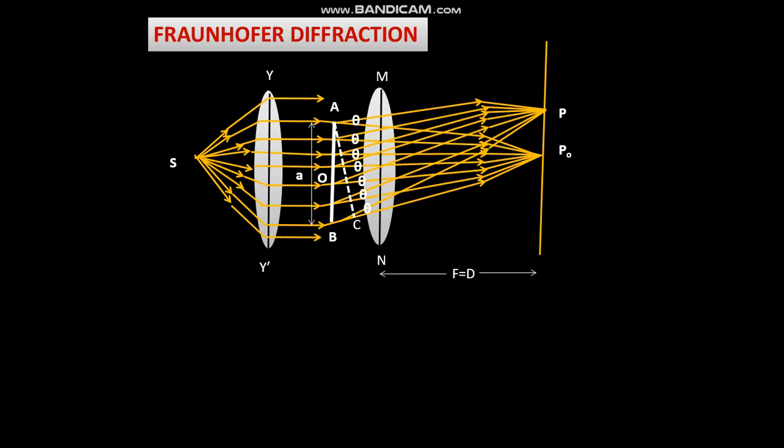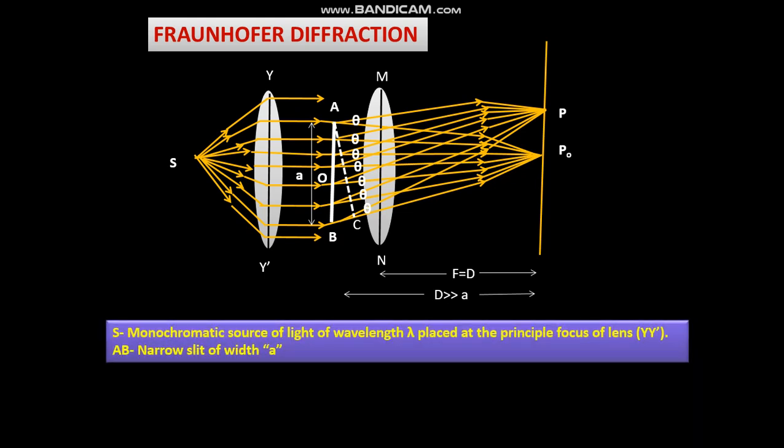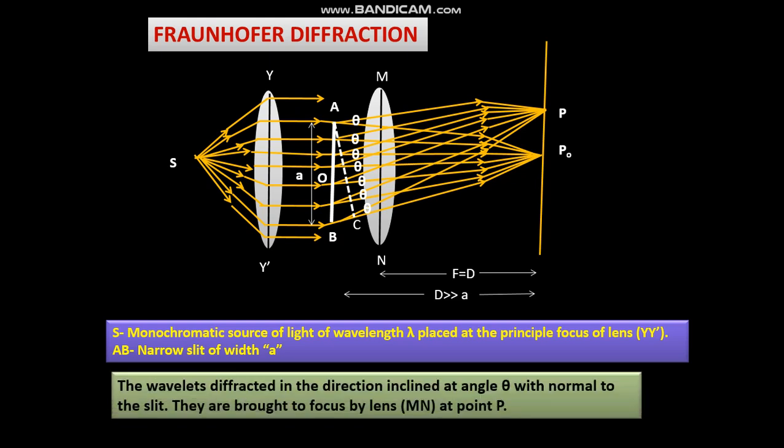Now, where does this P come from? It is due to this diffraction of light. F is almost equal to D, since D is much greater than A. So, S is the monochromatic source of light of wavelength lambda placed at the principal focus of the lens YY dash. AB is a narrow slit of width A. The wavelets are diffracted in the direction inclined at an angle theta with the normal to the slit. They are brought to focus by lens MN at point P.